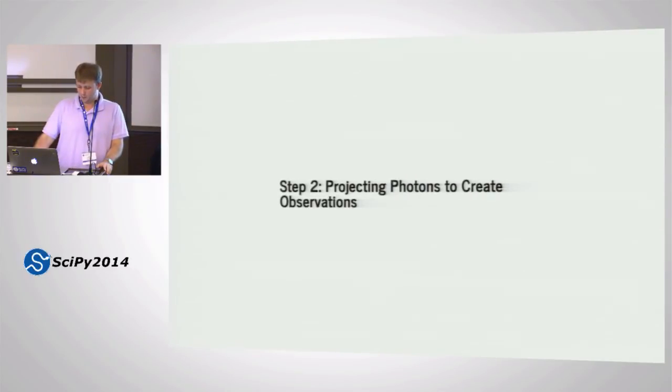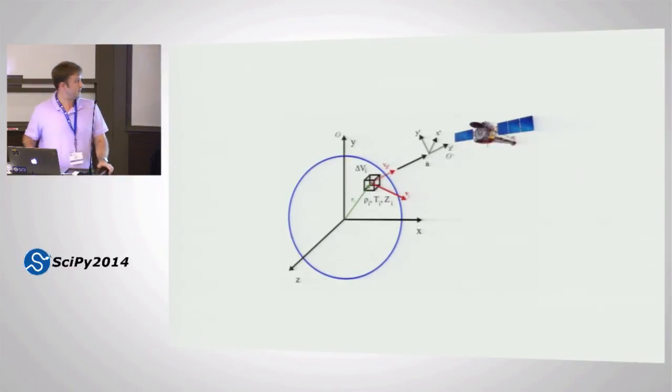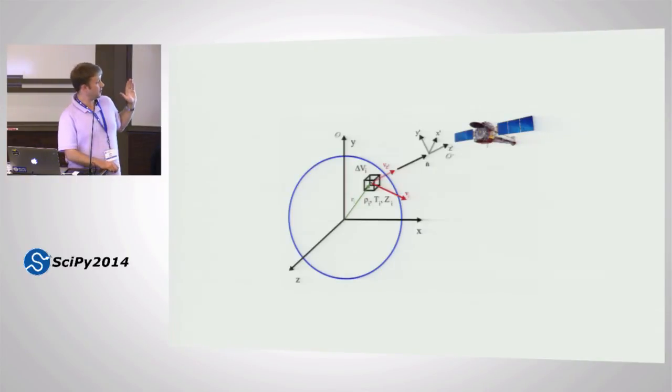So that leads us to step 2, projecting the photons to create the actual observations. This takes us back to this figure. Now, this little volume element here, represented by the cube, is traveling with a velocity v_i in some direction. And we have some direction along the line of sight, straight up towards the Chandra telescope over there. And the photons are going to be Doppler shifted along that line of sight by the component of the velocity along the line of sight, which is that dashed arrow, v_z prime, right there.